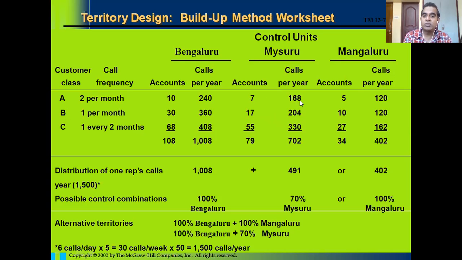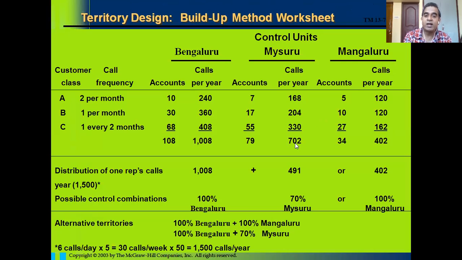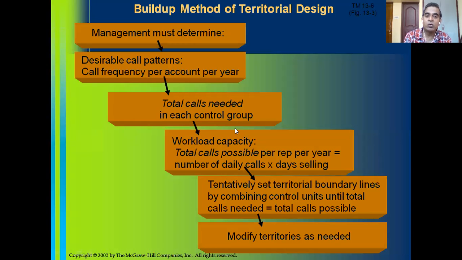So 168 calls on A class customers, 204 calls on B class customers, and 330 calls on C class customers. Total 702 in Mysuru. So the total calls needed in Bengaluru is 1008, the total calls needed in Mysuru is 702, and the total calls needed in Mangaluru are 402. So this is the next step. Any doubts here? Total calls needed in each control group.